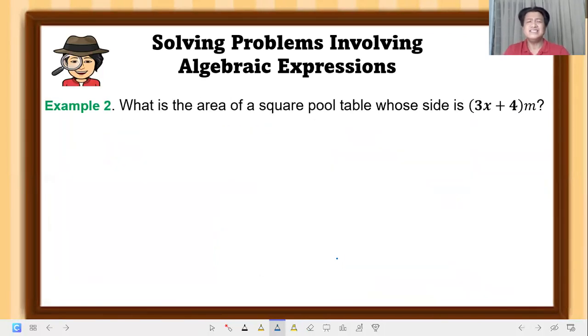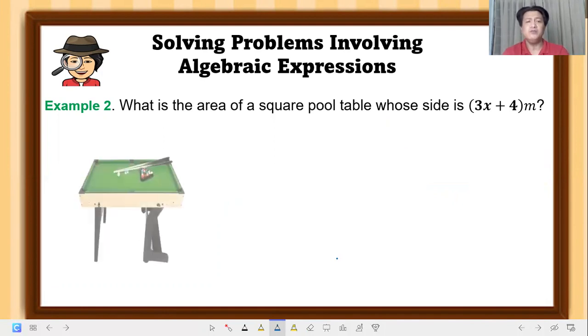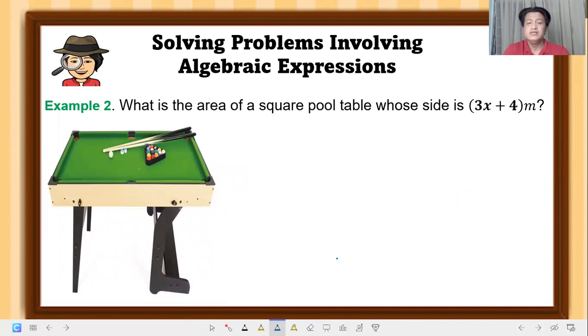Okay, so with that, let's have example number 2. What is the area of a square pool table whose side is 3x plus 4 meters? Okay, how are we going to solve this problem? Ito po yung ating square pool table. So we have to identify the given. Kung ito ay square side, meron siyang measure na 3x plus 4 meters.